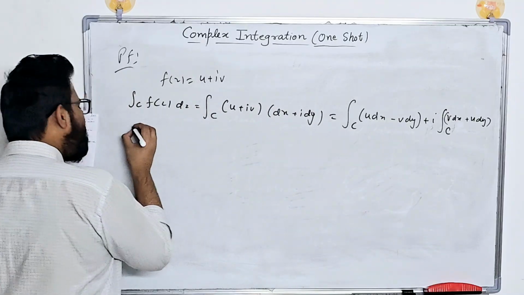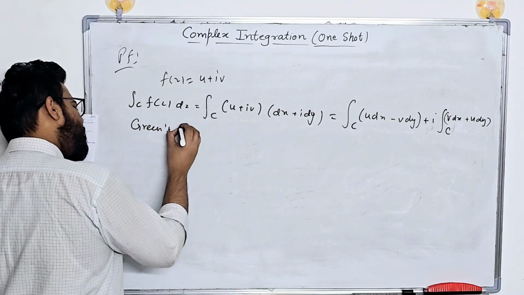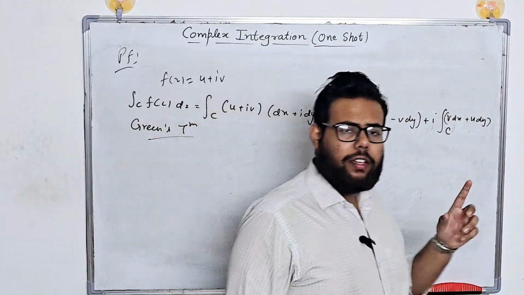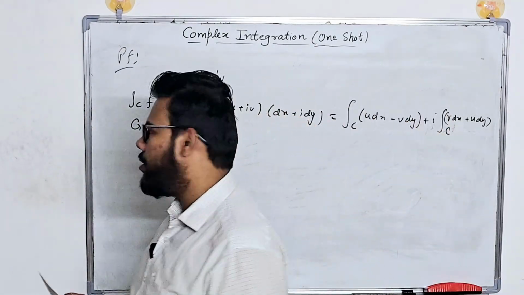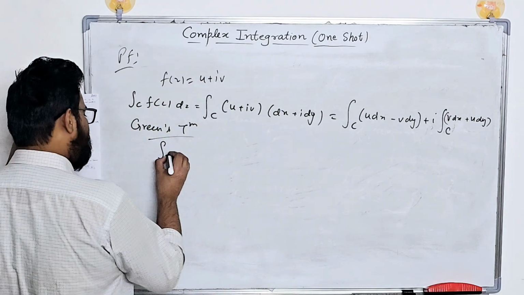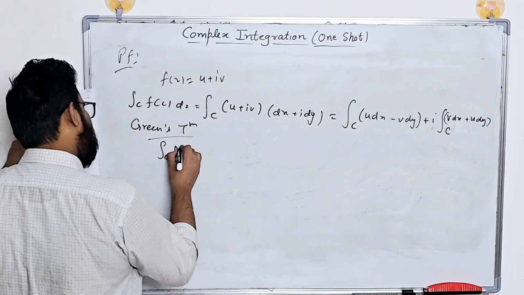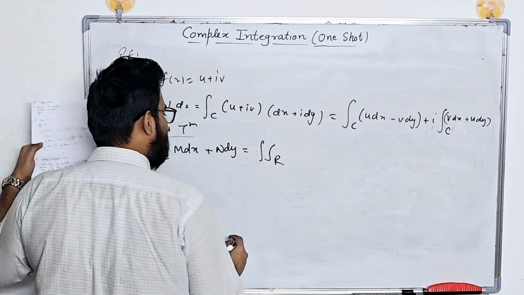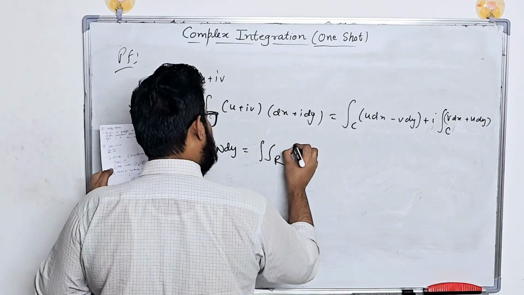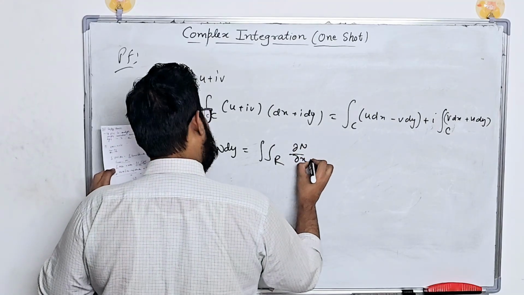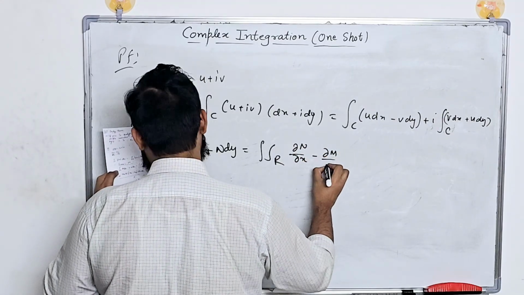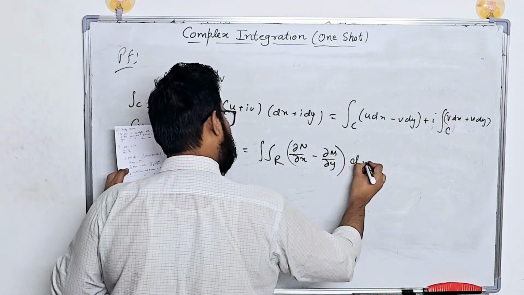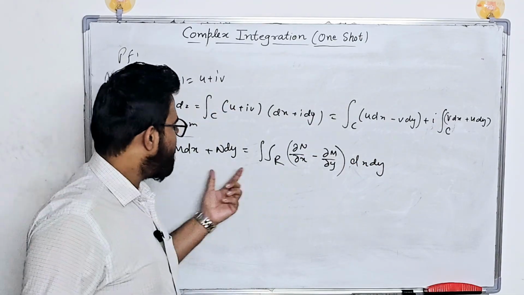Now if you remember Green's theorem, basically this is a line integral. So if we have to convert it to a surface integral, then we use Green's theorem, right? It states this expression, M dx plus N dy is equal to the double integral in the region R of (del N by del x minus del M by del y) dx dy, right? So this is Green's theorem.